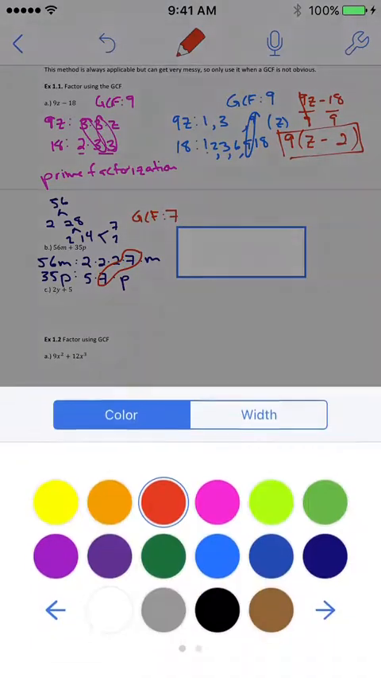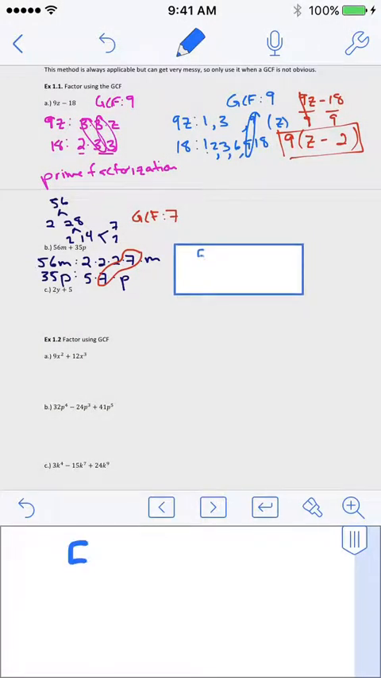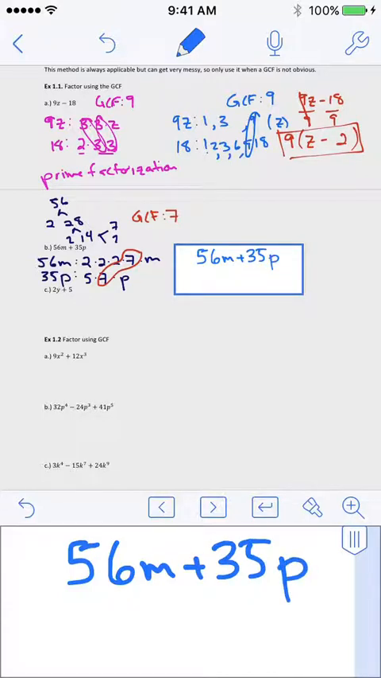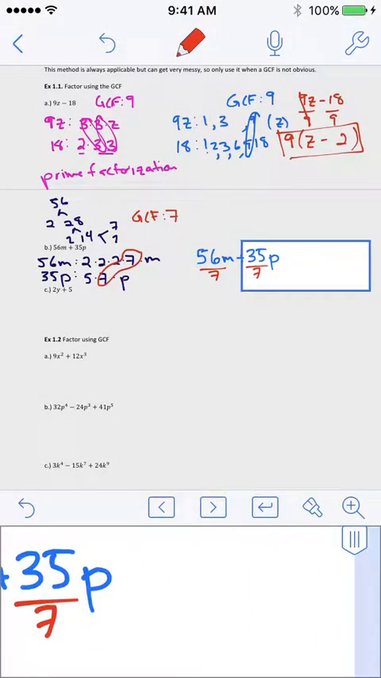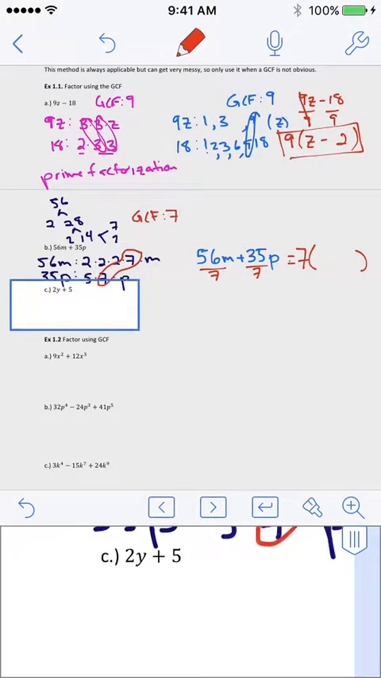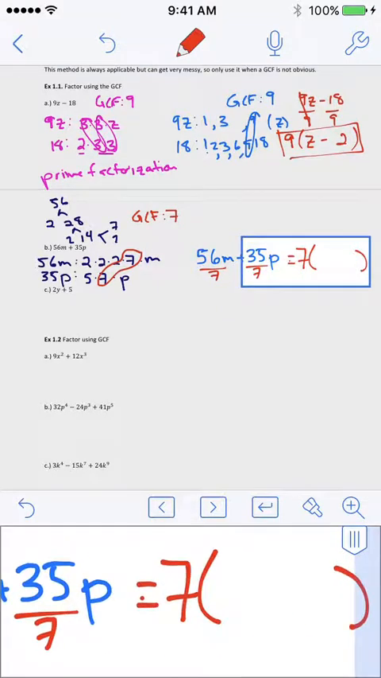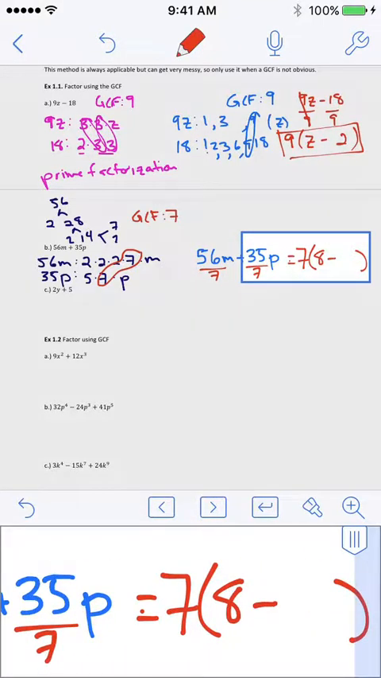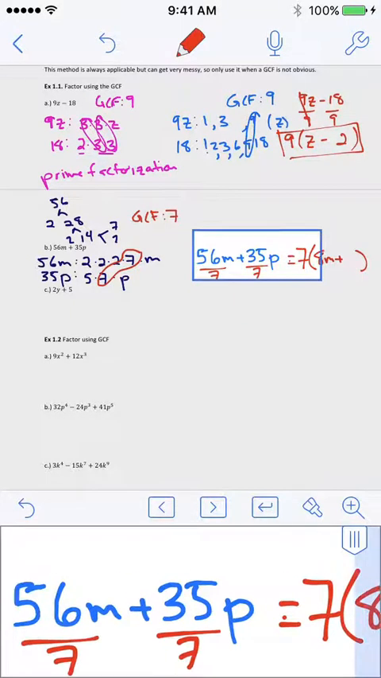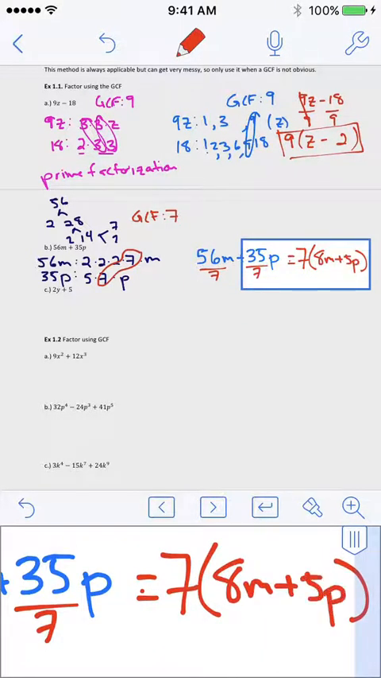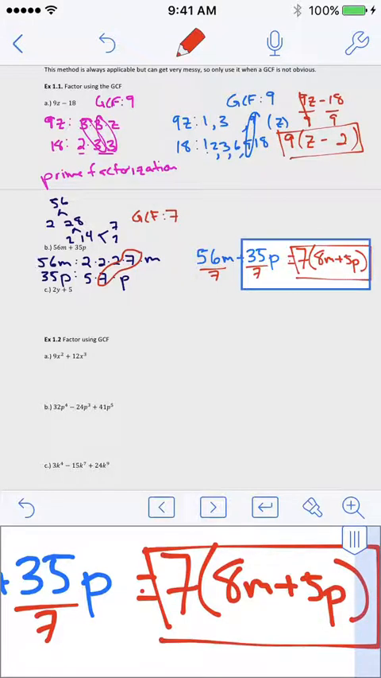So now let's take whatever they have in common, that's 7, out of the original polynomial. My original polynomial is 56m plus 35p, and I will now divide by my GCF. Divide by 7. And I'm left with, the 7 doesn't go away, it just goes on the outside. And let's see, 56 divided by 7 is going to be 8, and then I still have the m on there. And then 35 divided by 7, that's going to be 5p. And I am finished. Awesome.